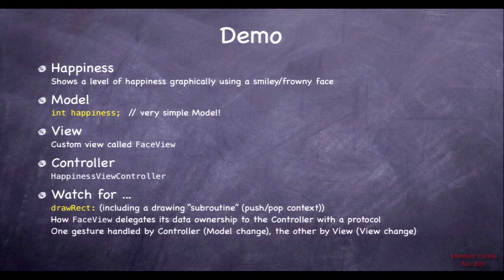The view is going to be basically one view in our controller's view, which is a custom view that I'm going to write called FaceView. And it's going to draw a face, and the face is going to be smiling if it's happy and sad if it's not. Okay?